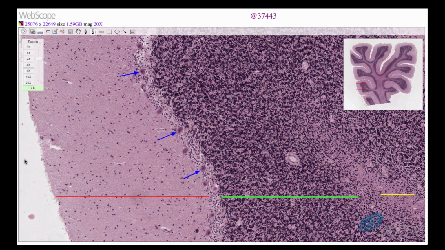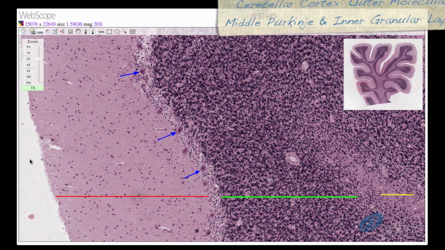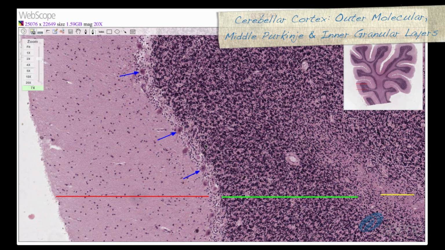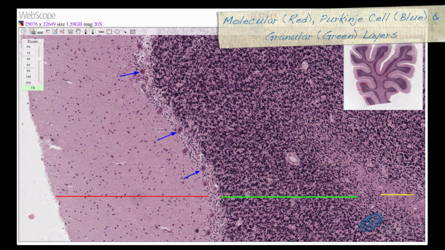We have now zoomed in on the gray matter. The gray matter can be subdivided into three layers: the outer molecular layer, the middle Purkinje cell layer, and the inner granular layer. These three layers can collectively be referred to as the cerebellar cortex. The molecular layer can be seen spanning the red line. The Purkinje cell layer can be seen at the blue arrows. The granular layer can be seen spanning the green line.